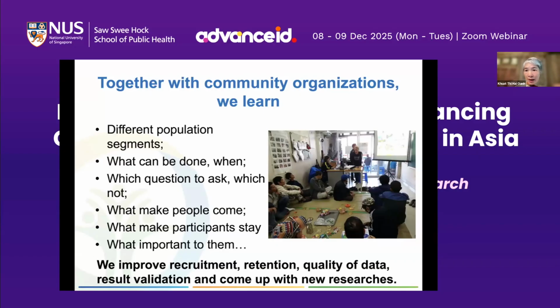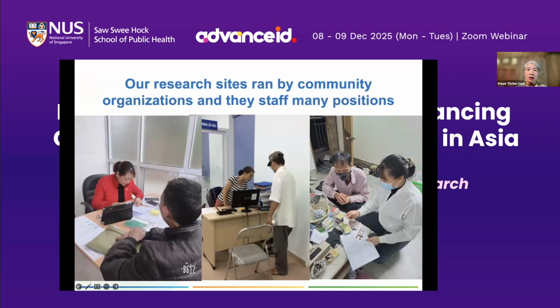By that, we also come up with a lot of new research ideas. Working with people who inject drugs, we started with HIV, but then, because we follow up on the cohort, we see that people die of TB and people die of hepatitis C, so we started to work on these issues. Our research sites are run by community organizations. Our recruitment site is at their office, at the community organization office.